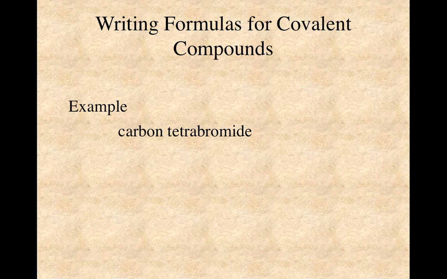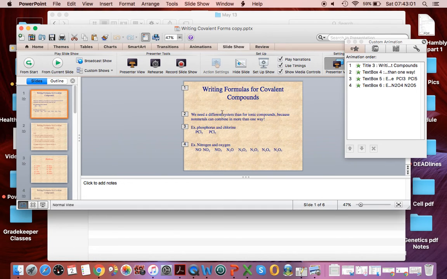Carbon tetrabromide, CBr4. So here's our carbon, and there's bromide, which is bromine. Tetra means 4, so there we are. That's it.